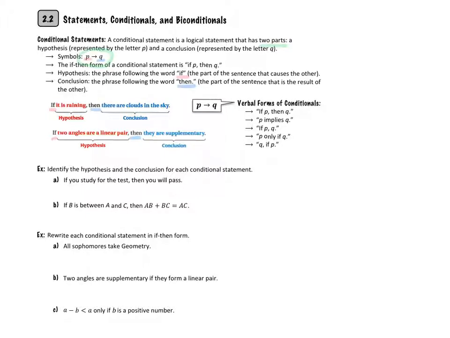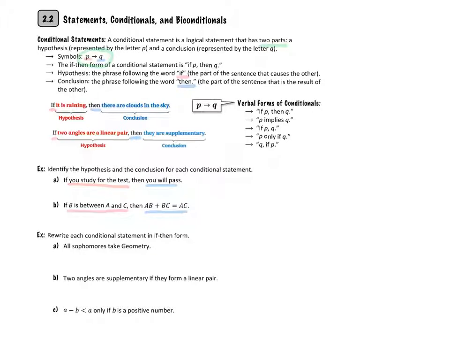Looking at my first two examples here, we're going to identify the hypothesis and the conclusion for each of these statements. Statement A: if you study for the test, then you will pass. In example B: if B is between A and C, then AB plus BC equals AC.